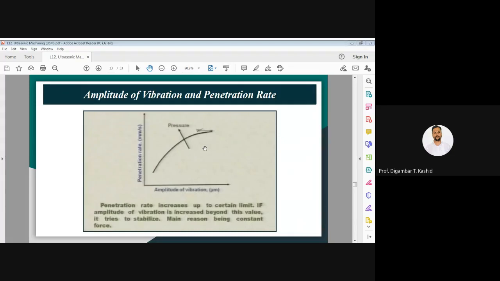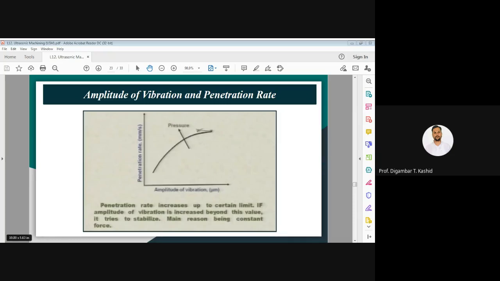But beyond a certain limit or beyond a certain value, it is trying to become more or less stable. You can see here, after this value it is trying to become more or less stable, that means linear. So the penetration rate increases up to a certain limit with respect to amplitude of vibration. But if the amplitude of vibration increases beyond this value, which I have shown here, the penetration rate tries to stabilize.